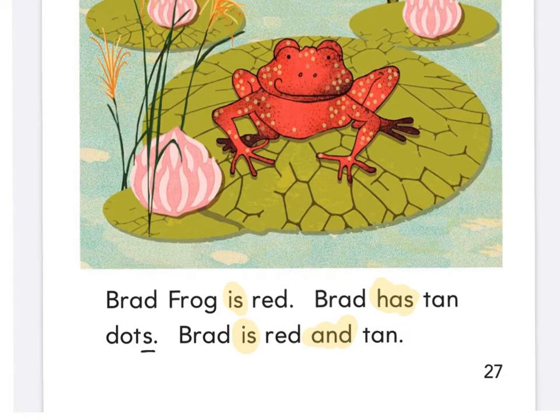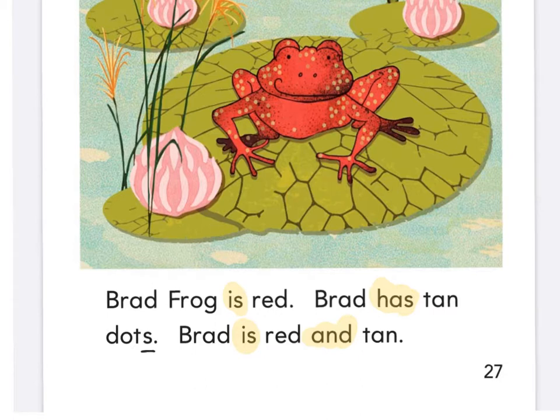All right, let's read together. Fingers ready under Brad. We're going to read a Brad frog. Fingers ready, ready, and read. Brad frog is red. Brad has tan dots. Brad is red and tan.